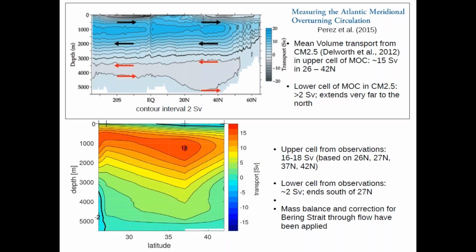And to get this, I'm assuming mass balance, and I'm correcting for the Bering Strait throughflow, the way Behringer and Garzoli did. I'm using that same approach.